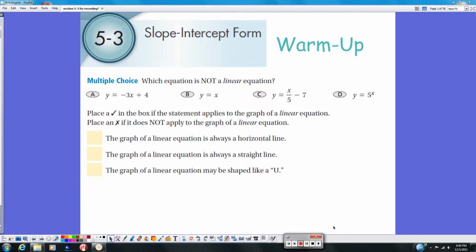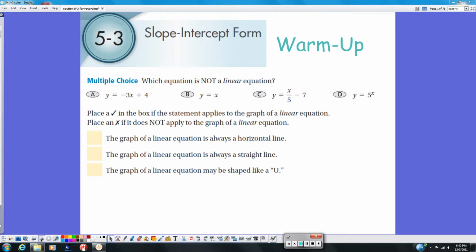In this section, we're going to take a look at something called slope-intercept form. For our warm-up, we're going to look at the first question here, and I want you to figure out which one is not a linear equation. Then I want you to place a check mark in the box if the statement applies to a linear equation, and an X if it does not apply to the graph of a linear equation. Let's see how you did.